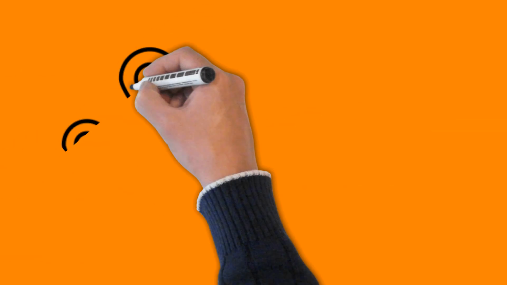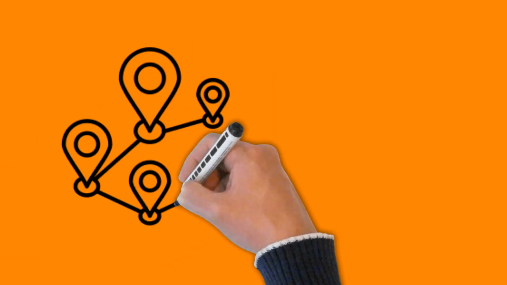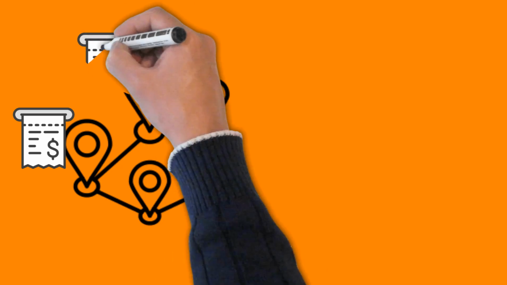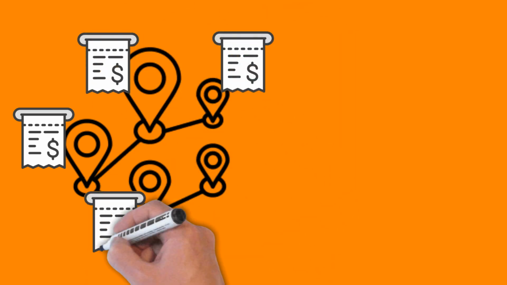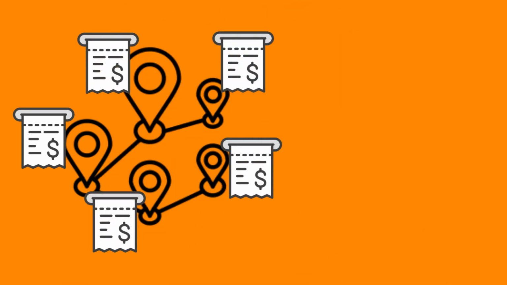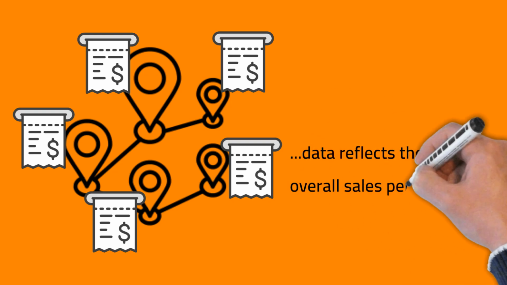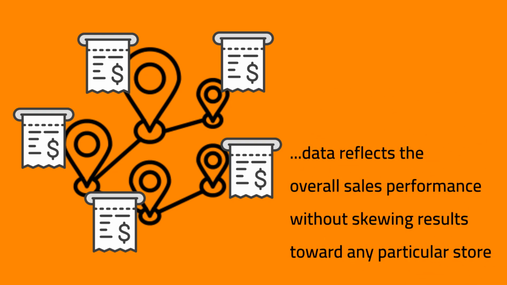For example, a retail chain might randomly select 50 receipts from different locations to analyze sales patterns. This approach ensures that the data reflects the overall sales performance without skewing results toward any particular store or product.